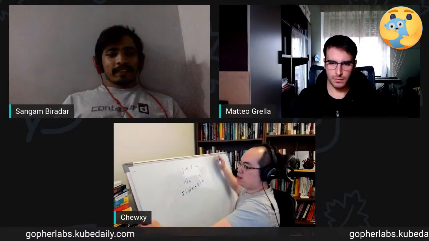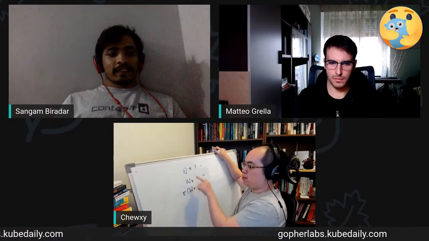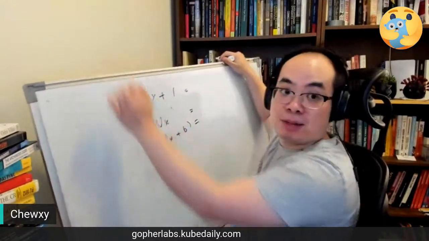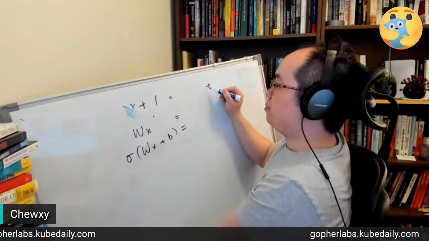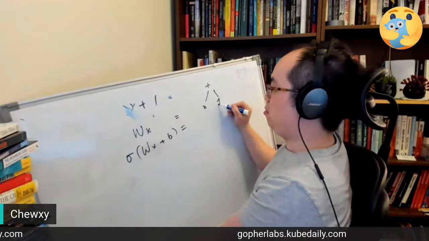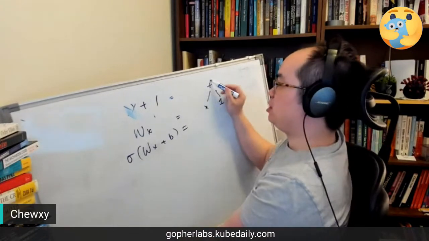Yeah, so this is a mathematical expression, right? Let's look at x plus 1. If you write it down, it is basically a tree. Can you see this?